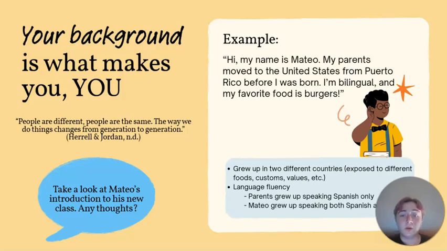Another thing that I'd like to point out is the food. That is another big thing. I'm sure there are burgers in Puerto Rico, but that definitely isn't the main food there. Puerto Rico has its own specific type of cuisine, and burgers are more known in the United States. So that is another little difference there.